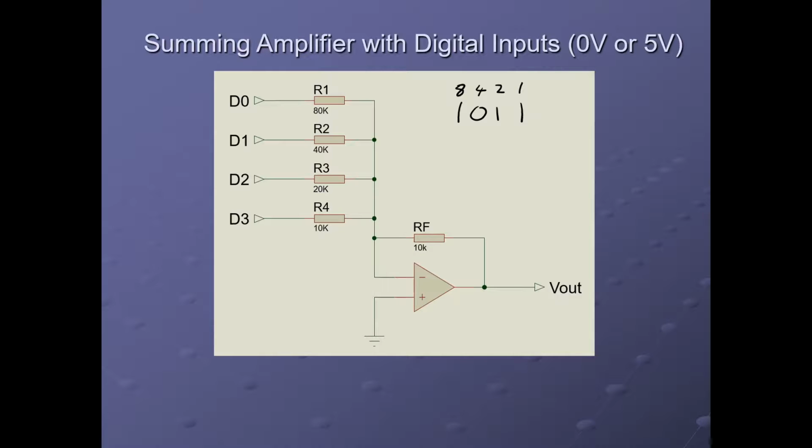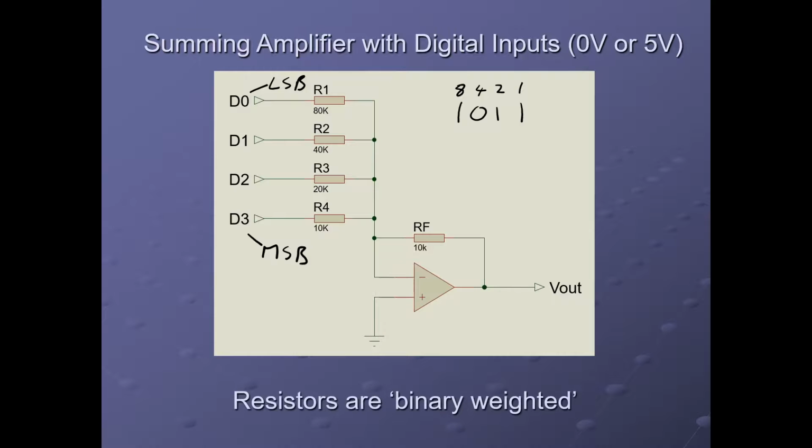Another way to put it is that the bigger the resistance, the smaller the current. So the smaller the current is, the less significance this binary value has. This is the least significant bit, and this one here is the most significant bit. It's the most significant bit because if I put 5 volts here, it's going to cause more current to flow than if I put 5 volts here. 5 volts here will cause less current to flow up there because it's a bigger resistor. So that's the least significant bit, and that's the most significant bit. So the resistors are binary weighted.